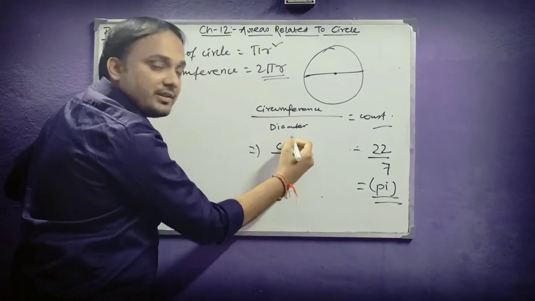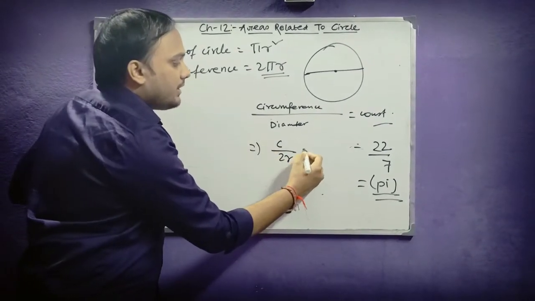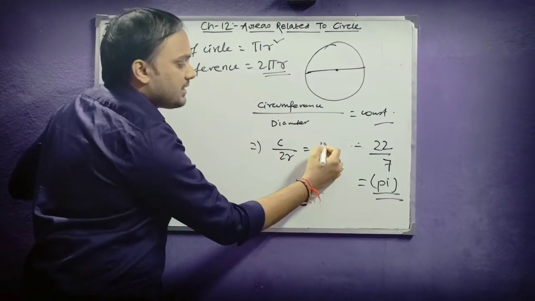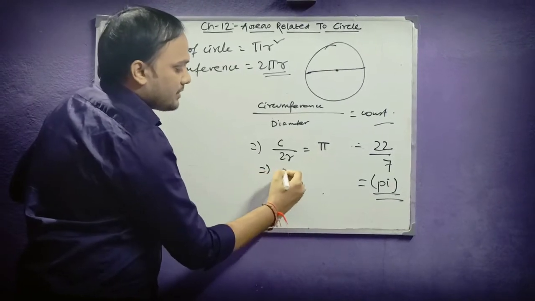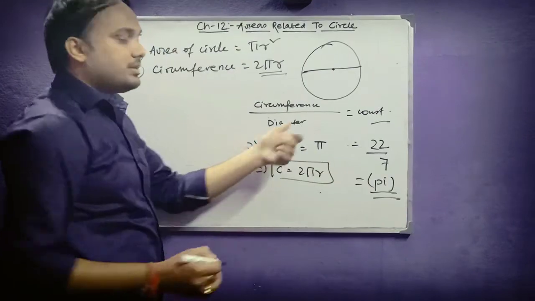circumference by diameter. That means diameter I can write as twice the radius. So circumference by twice the radius is equal to a constant, that means pi. So C equals 2 pi r. So I can get the value of the circumference by using this relation also.